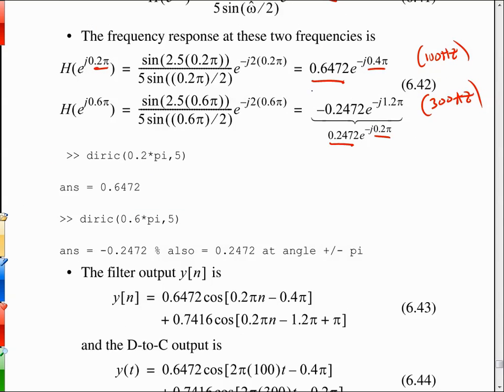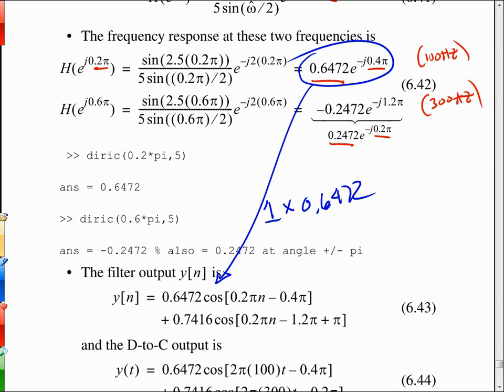So now all we have to do is apply those to the input sinusoid. So in the case of the 100 hertz sinusoid, it had an amplitude of 1. So we come down into this first expression and we get 1 times the 0.6472, and that's what's sitting out in front. And then we have a phase shift that just simply gets dropped inside the argument of the cosine. Remember how that works? That was last week's quiz, actually.